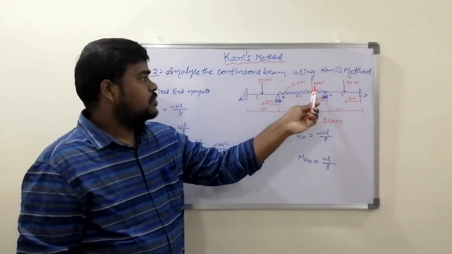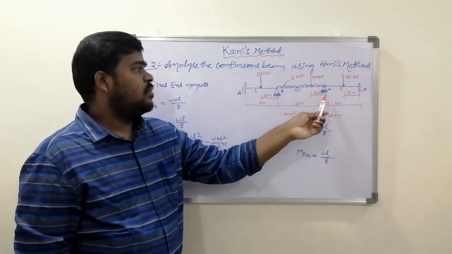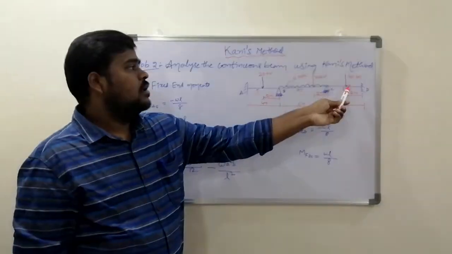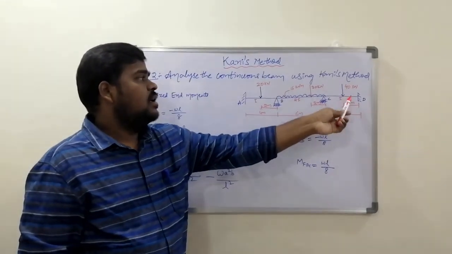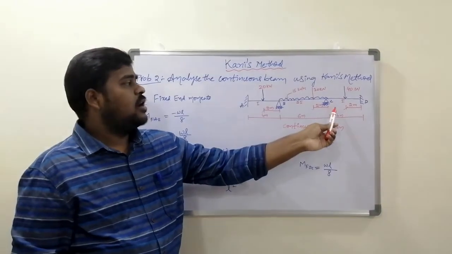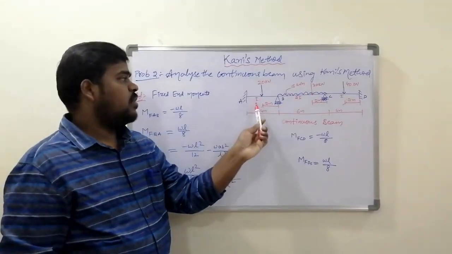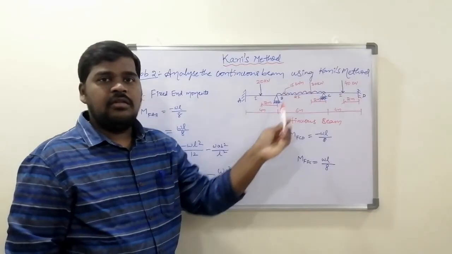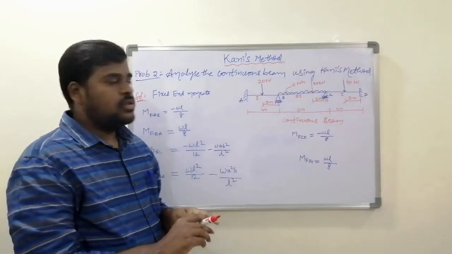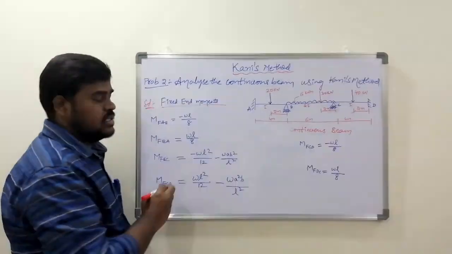a point load of 30 kN is also applied at 2 meters from C, and in the span CD a 40 kN load is centrally applied and the moment of inertia of CD is I. So the moment of inertia plays an important role while solving the problem. The first step is to find the fixed end moments.